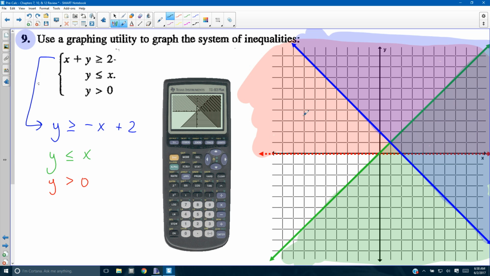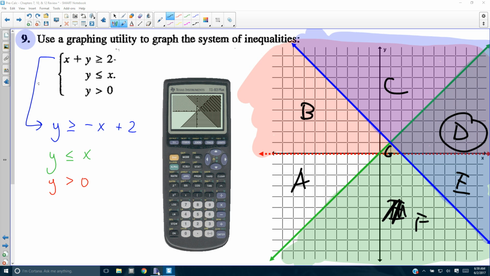So if I label these things regions A, B, C, D, and E, E and F, region D, and G. Region D is the one that has all of them together there. Okay, all of them together there. That's what we're looking at right there. That's number 9.